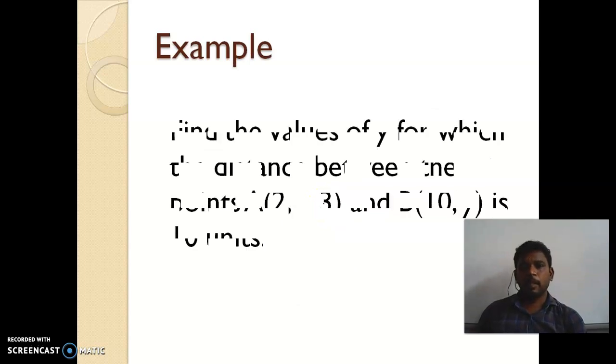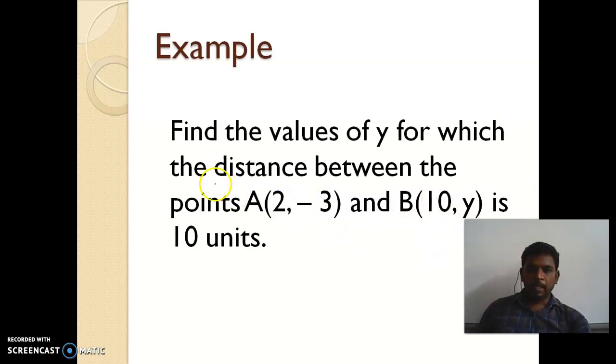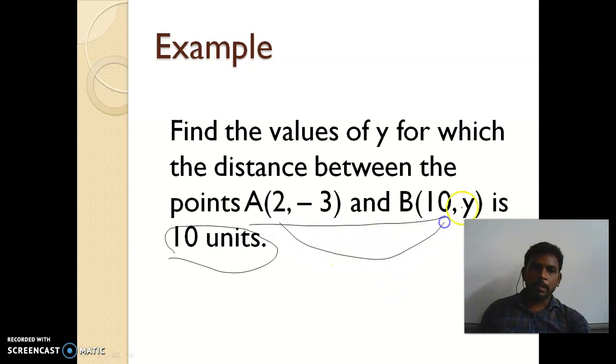Look at the next example. Find the values of y for which the distance between the 2 points is 10 units. So what is the difference between this one and the previous one? In the previous one, 2 points were given, that is x1, y1, x2, y2. All are given there, and they asked to find the distance between the 2 points, right? But here also the 2 points are given, but in the second point the y value, that is y2, is an unknown value. So they are asking to find this value by the given distance value. However, we are going through the distance formula only. So let us enter into the solution video now.